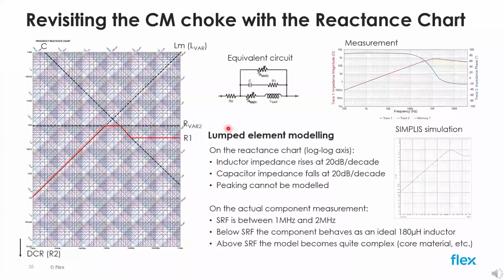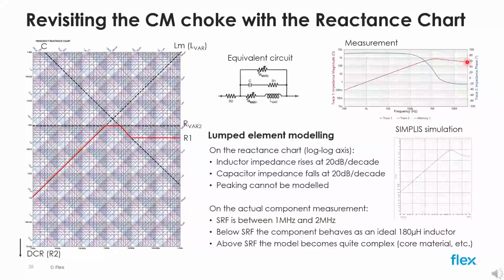Let's focus now on the common mode inductance and how to derive its equivalent circuit model from measurement. The measurement in the top right corner of the page shows the common mode inductance is much less ideal than the leakage inductance. The self-resonant frequency is between 1 and 2 megahertz. Below this frequency, the component behaves like a 180 microhenry inductor. But above 2 megahertz, we can see a more complex behavior.